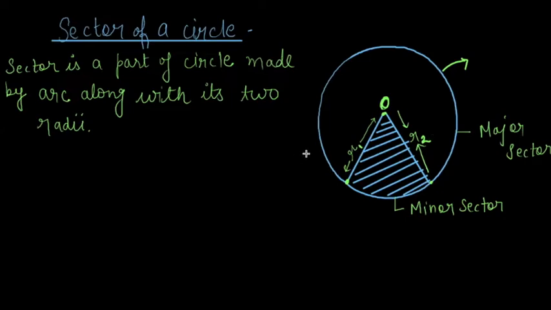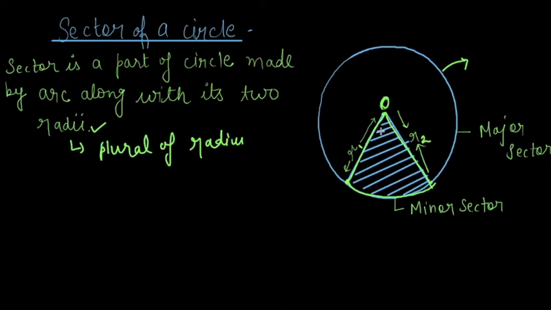So a sector is a part of a circle made by an arc. This is your arc, right? Along with its two radii. So I have taken a part of the circle and drawn two radii here, right? Radii is basically the plural of radius. Since we have two radii here, we have used the word radii. Okay, that's the plural of radius.